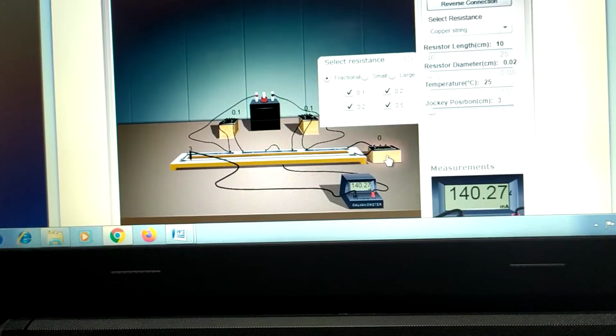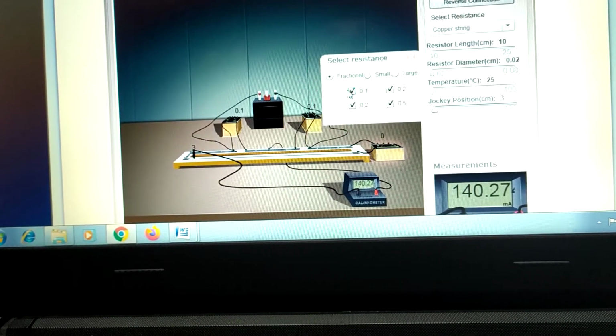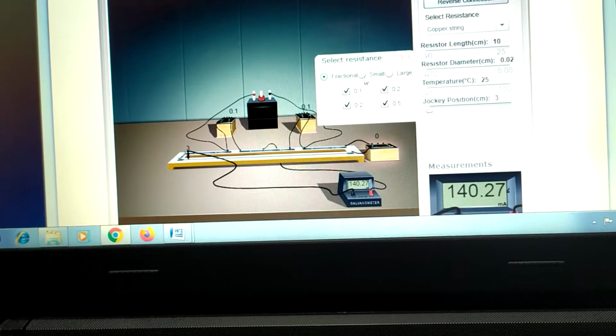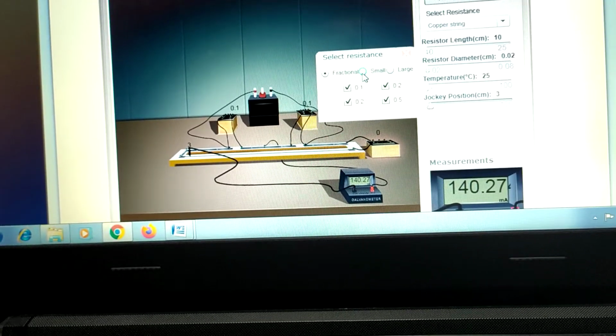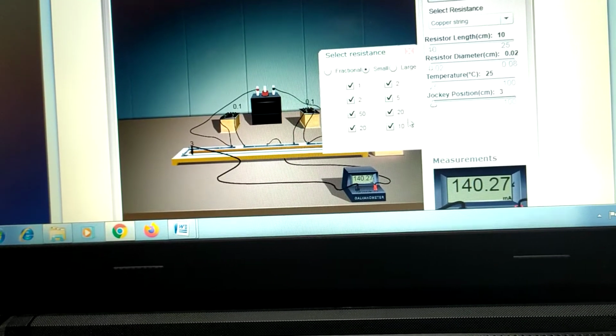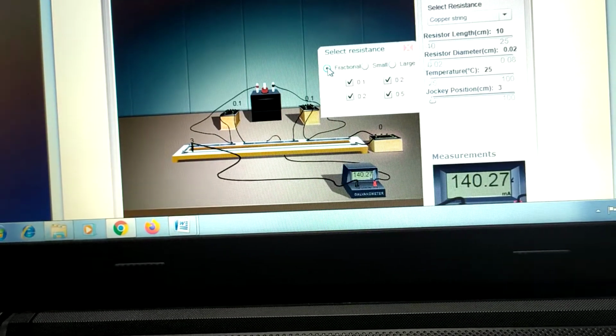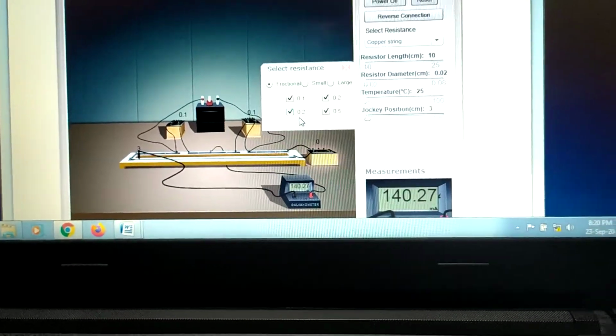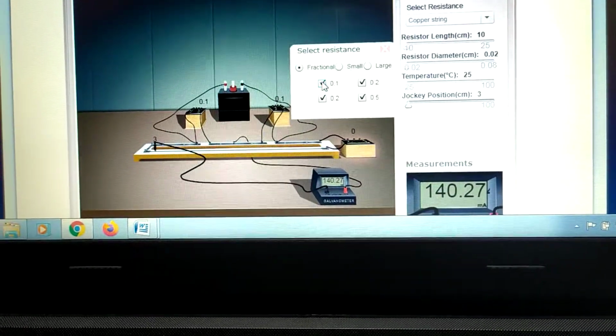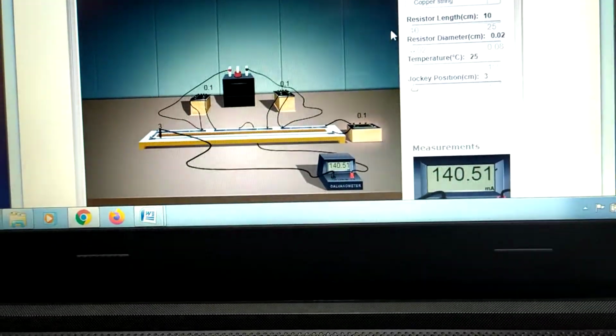Again you click on the fractional resistance and choose any one, there are different resistances: fractional, small, large. If you click on the small, it shows the small resistance. If you click on the large, it's a large resistance. So we need to choose the fractional resistance. In the fractional resistance box, you just mark the 0.1 in the unmarked.